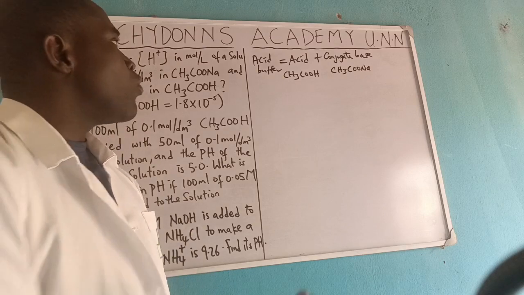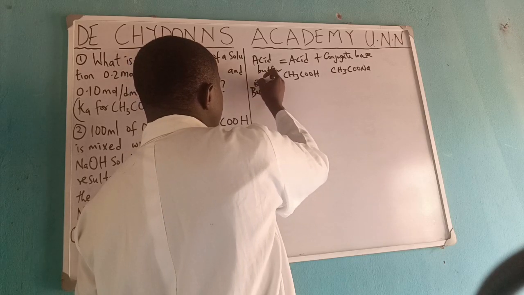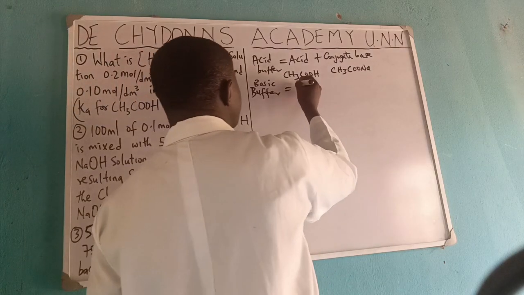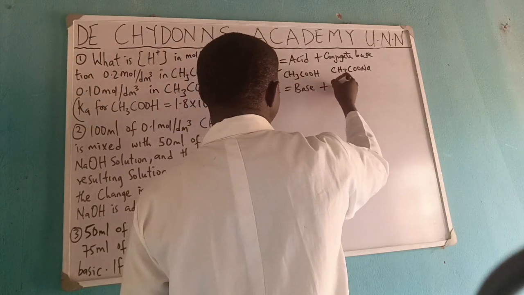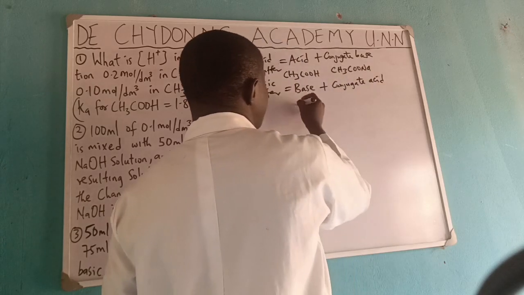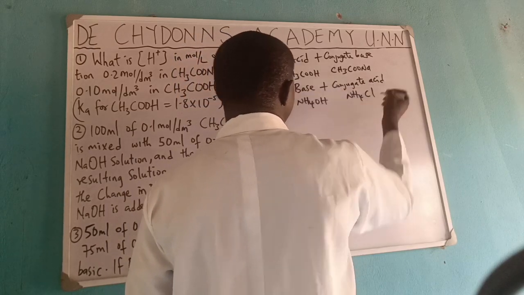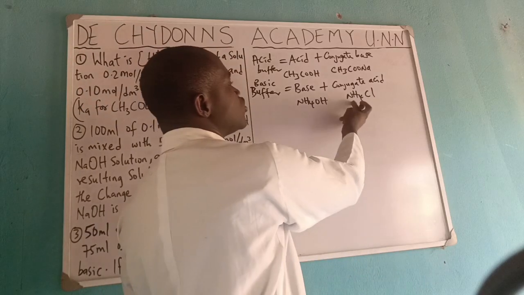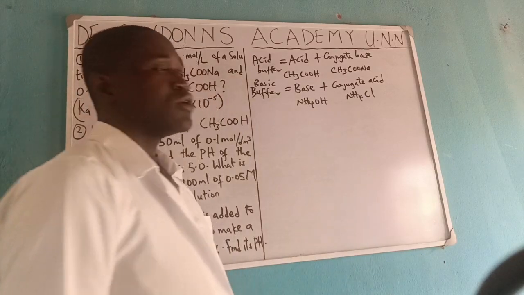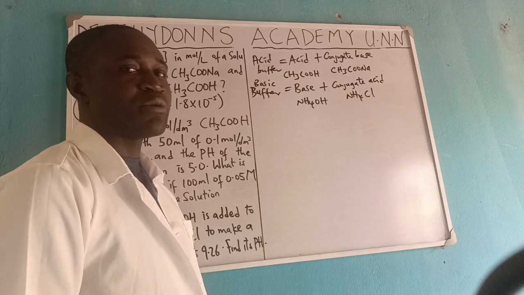Are you getting it? When do we call a buffer solution a basic buffer? It means it contains a base and its conjugate acid. Example, ammonium hydroxide and what? Ammonium chloride. This is the conjugate acid of ammonium hydroxide, and ammonium hydroxide is the base. So when you have this type of combination, we can call it a basic buffer.